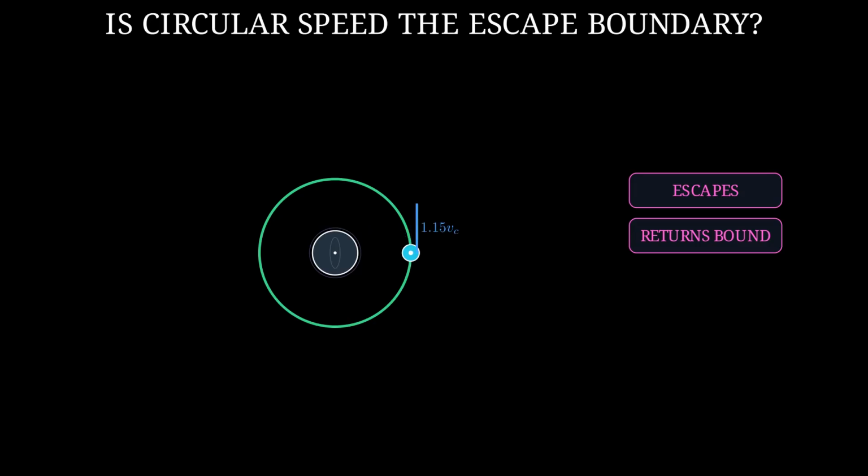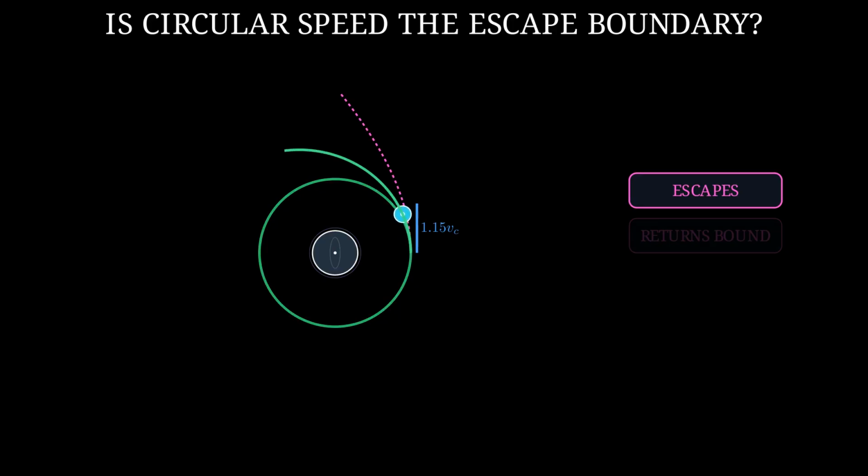Now increase the tangent speed by 15%. Must this faster probe escape, or can gravity still bring it back on a wider bound orbit? Commit to one outcome now. I predict that it escapes. The circular speed already seems like the largest speed that gravity can bend into a closed path.